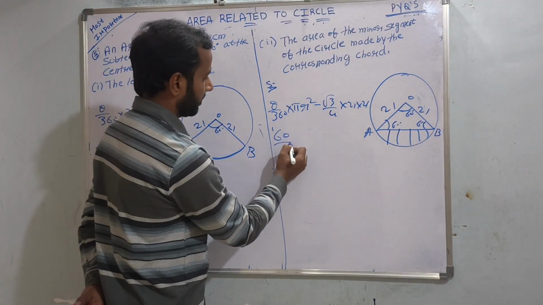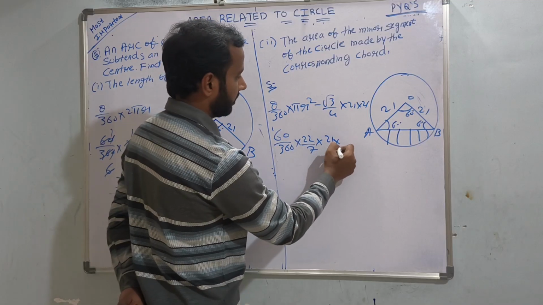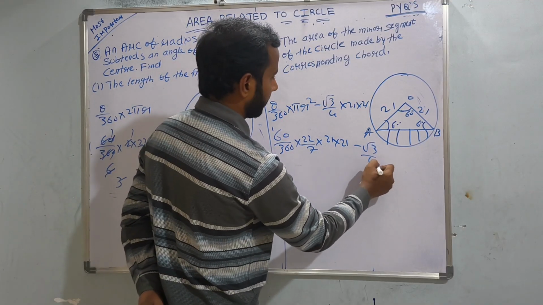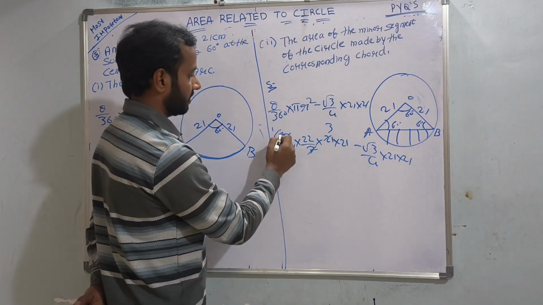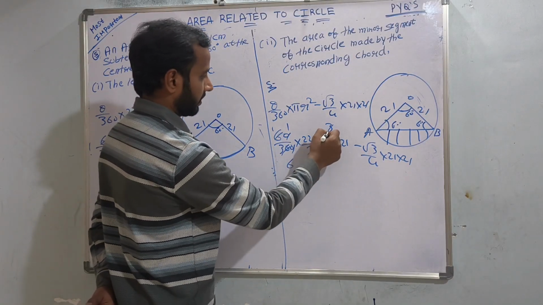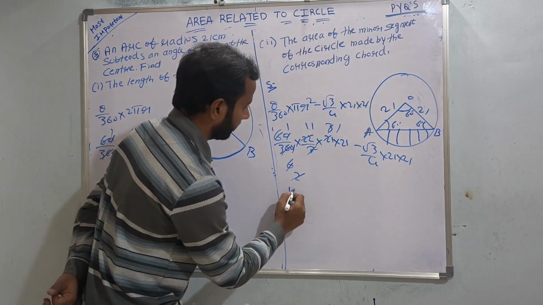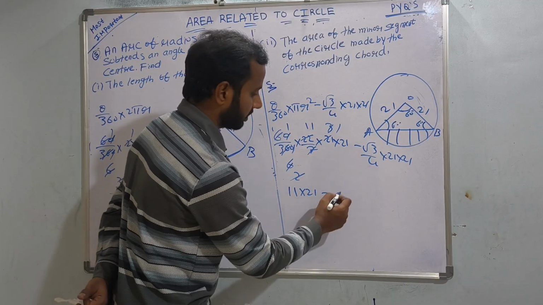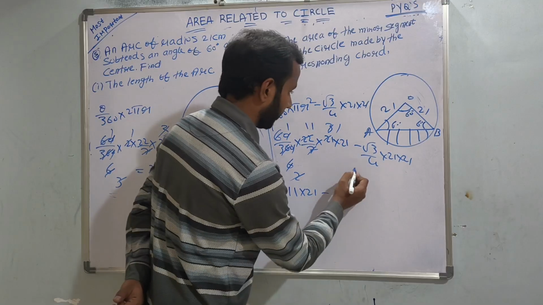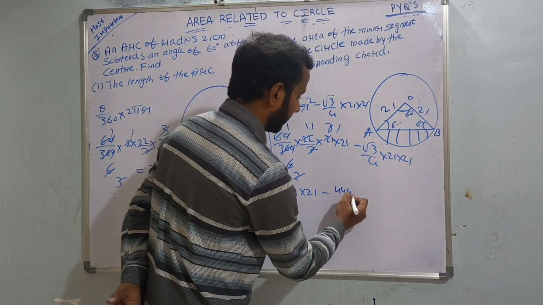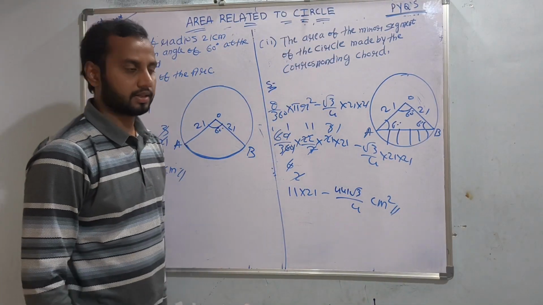Theta is 60 by 360 into pi is 22 by 7, radius is again 21 into 21, minus root 3 by 4, 21 into 21. Cancellation: 7 ones are 7, 7 threes are 21, 6 ones are 6, 6 sixes are 36, 3 ones are 3, 3 twos are 6, 2 ones are 2, 2 elevens are 22. 11 into 21 minus root 3 value. If they give the root 3 value, then substitute, otherwise no need. Now after multiplication we will get 441 root 3 by 4 centimeter square. This is your final answer.